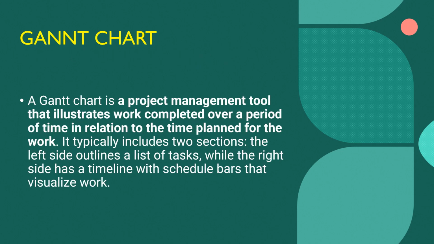And finally, a Gantt chart is a project management tool that illustrates work completed over a period of time in relation to the time planned for the work. It typically includes two sections. The left side outlines a list of tasks, that is called the work breakdown structure, while the right side has the timeline with the schedule bars that visualize work.